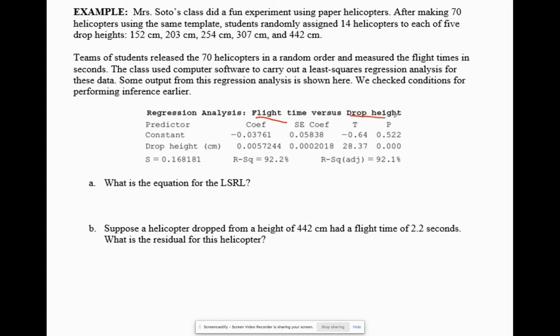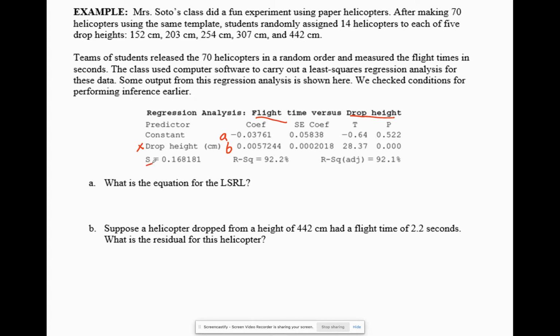So we have flight time and drop height. They will tell you in the table one of the variables, and they'll always give you the explanatory variable, which is x. Now, in the column that's labeled coefficient, there are 2 numbers underneath there. The first number that they give you where it says constant, that's A, and that's your y-intercept. The number that's next to your explanatory variable will be B, which will be your slope.